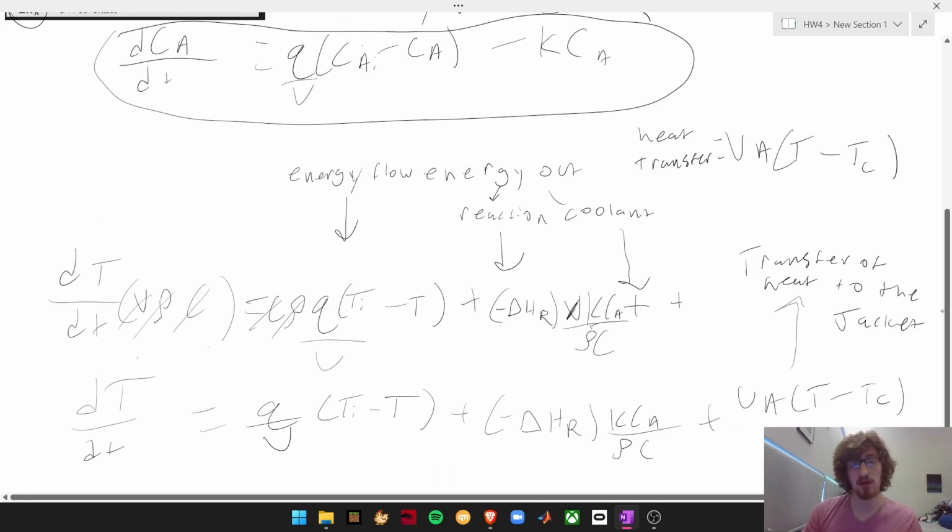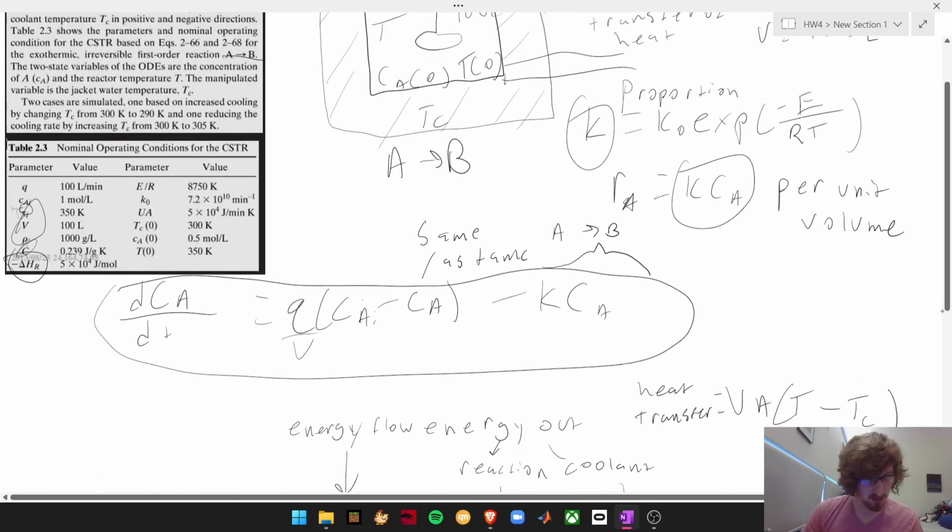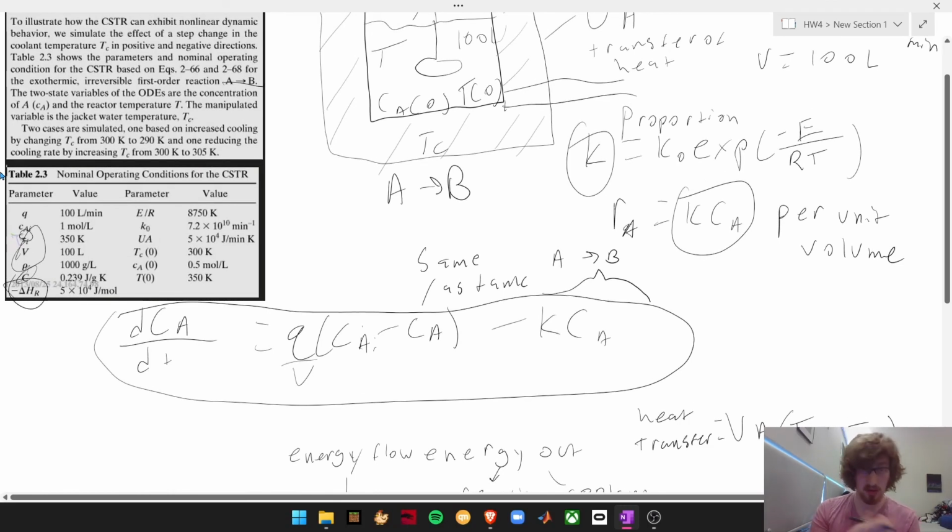And then from here, all we have to do is throw these up into Python and then simulate the two scenarios that we have up here. One of them where we're increasing the coolant temperature and one of them where we're decreasing it.